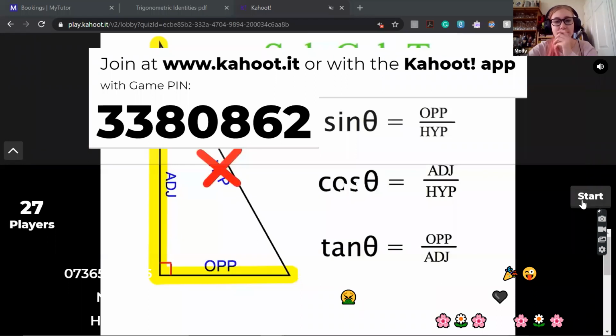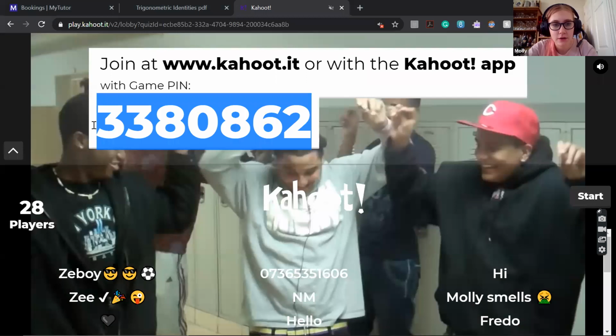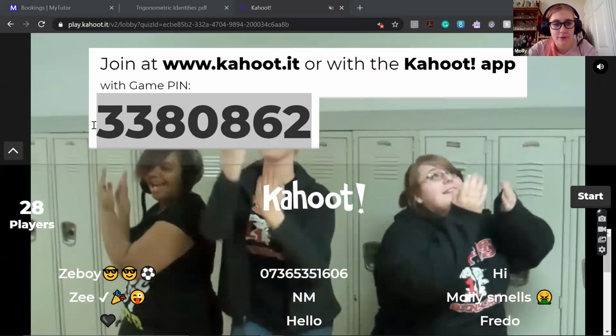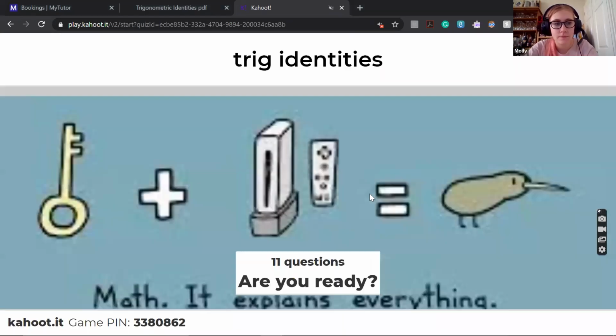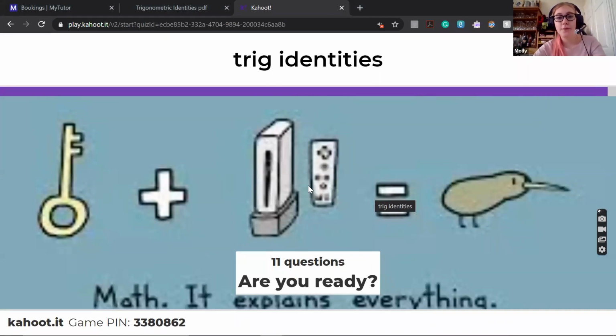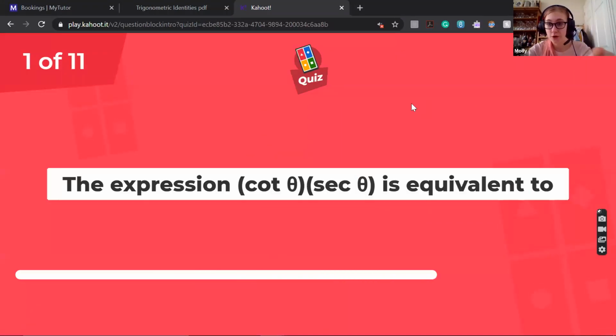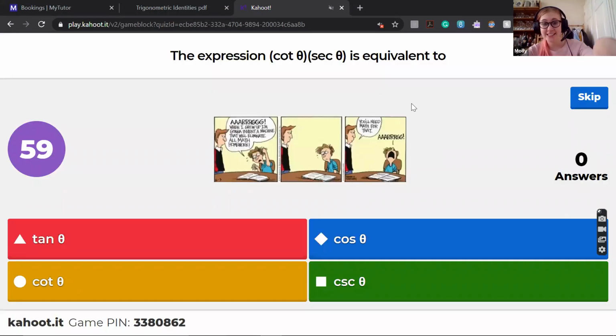Okay, I'll get started. I'll put this pin on the chat because I think you can join throughout. So don't worry if you haven't joined yet, and don't worry if you have absolutely no idea what's going on. If you don't know what cot means, if you don't know what this theta sign is, if you don't know how to do these, either just leave the question or guess, and you will be able to do them by the end.